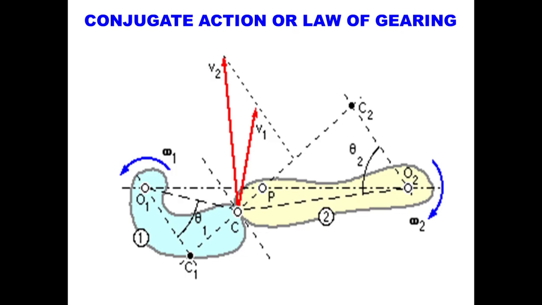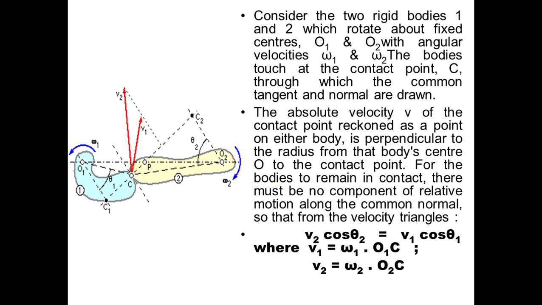Now we'll consider these two bodies. Two rigid bodies, body 1 and body 2, which rotate about fixed centers O1 and O2. You can see here O1 and O2 in the diagram, with angular velocities omega 1 and omega 2.